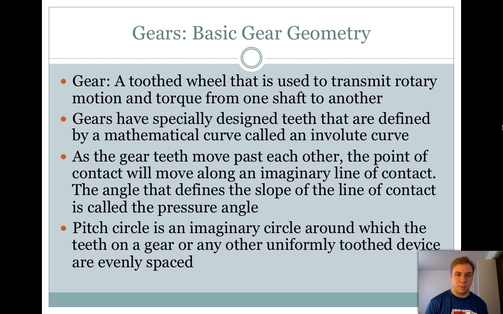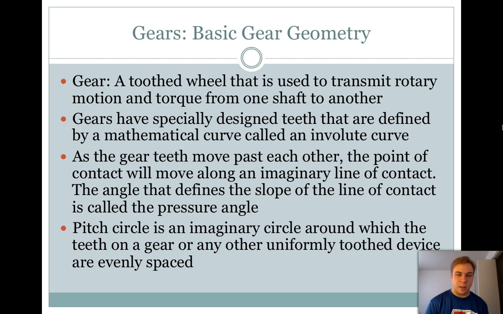Basic gear geometry. A gear is a toothed wheel that is used to transmit rotary motion and torque from one shaft to another. Gears have specially designed teeth that are defined by a mathematical curve called an involute curve. As the gear teeth move past each other, the point of contact will move along an imaginary line of contact. The angle that defines the slope of the line of contact is called the pressure angle.